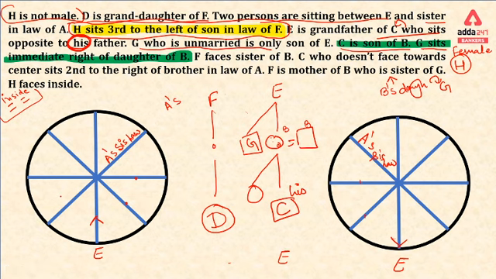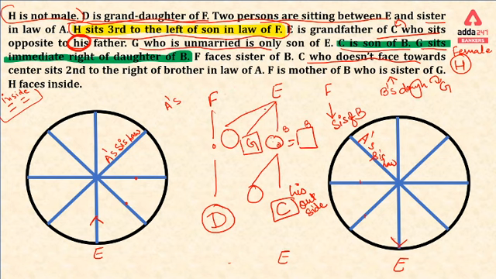Coming on the next line, F faces the sister of B. That means B is having a sister also. Coming on the next line, C, who does not face towards center. That means C is facing outside the center. It is clear. Sits second to the right of brother-in-law of A. That means A is having a brother-in-law.